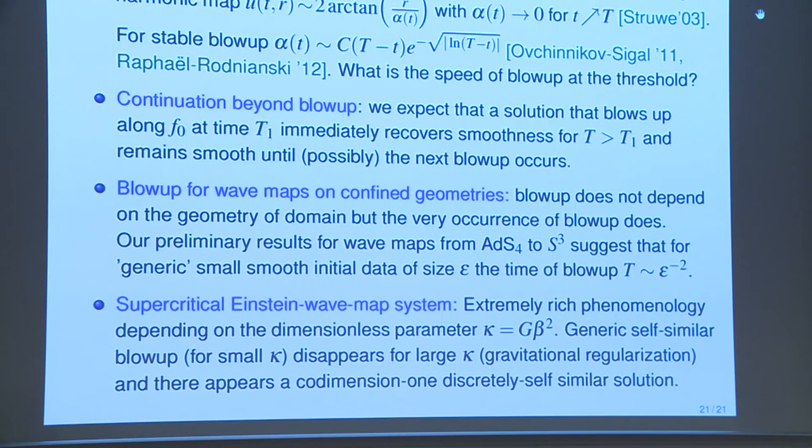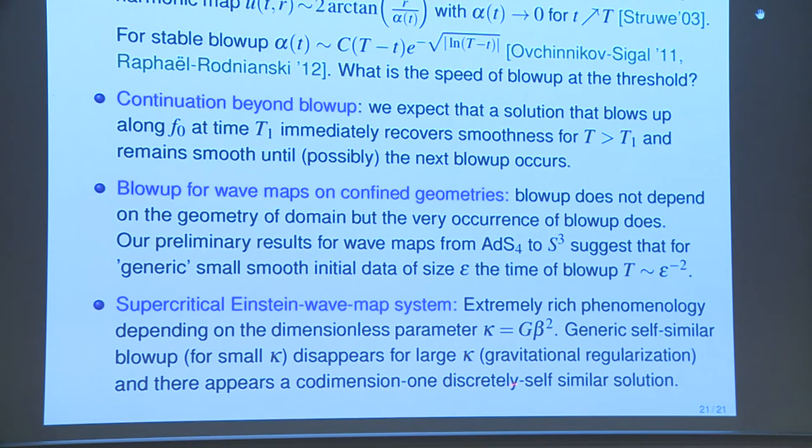And finally, I'd like to mention my favorite model, which is a supercritical Einstein wave map system. This is a rather complicated system with very rich phenomenology. This system has a dimensionless parameter, and that's why wave maps are such a good model for Einstein. Namely, for Einstein, there is a coupling constant, which is Newton's constant, capital G. And for wave maps, there is a coupling constant, we call beta squared. Because they have the same scaling properties, these coupling constants have the same dimension, so one is the inverse of the other. Therefore, this is dimensionless.